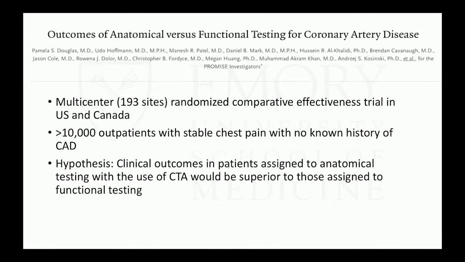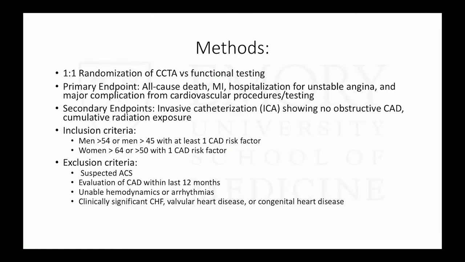And so the first study I wanted to review is the PROMISE trial. This was a multi-center randomized comparative effectiveness trial in the US and Canada. There were 10,000 outpatients enrolled in this trial with stable chest pain and no prior history of coronary disease. The hypothesis was that clinical outcomes in patients assigned to the anatomical testing arm with CTA would be superior to those assigned to functional testing. It was a 1-to-1 randomization.